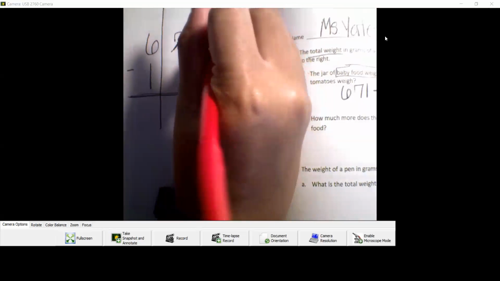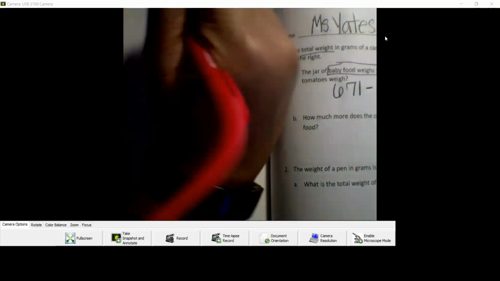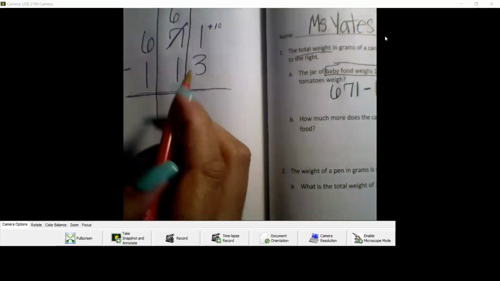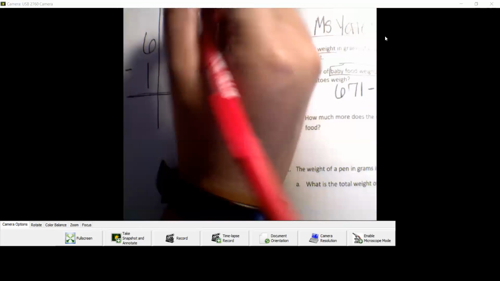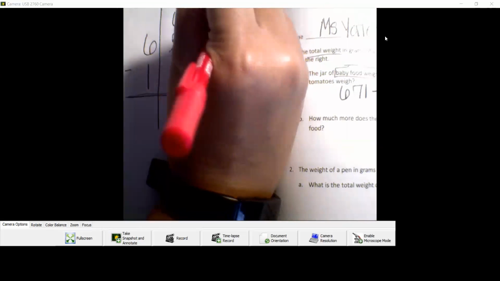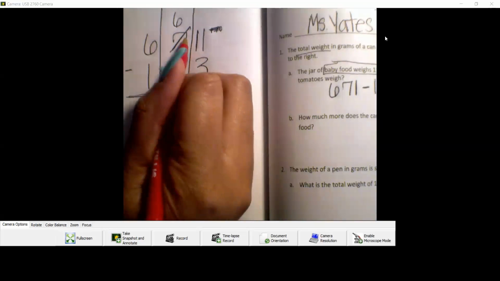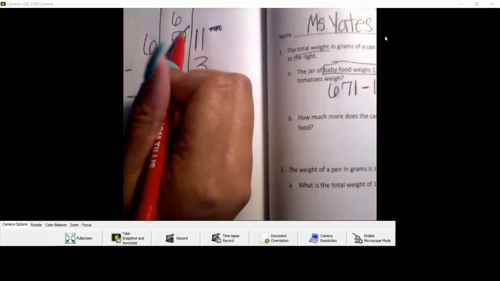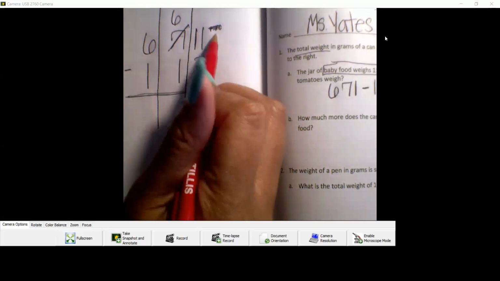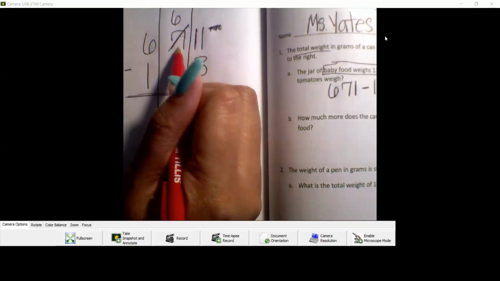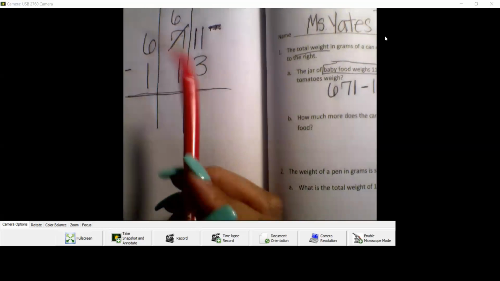So 1 plus 10, because I borrowed a 10 from them. So now 1 plus 10 becomes 11. And since I had to borrow a 10 from this place, I had to take away a 10 from the tens place. Because the ones place had to borrow a 10, I had to take a 10 away from this place. So now 11 minus 3 is what?